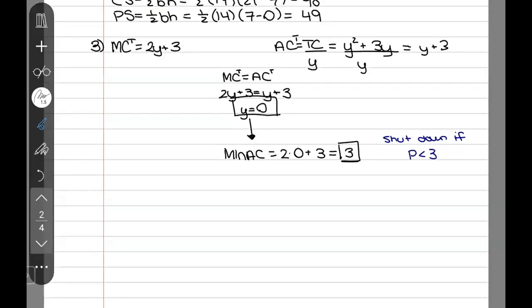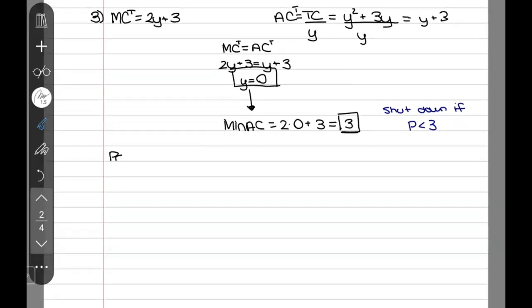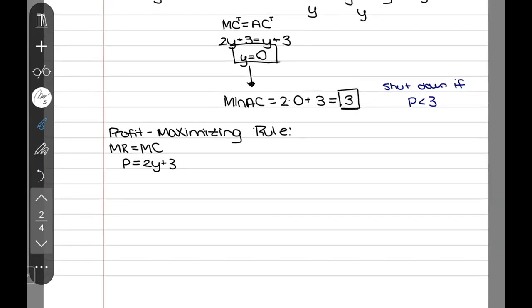So just like before, we then have the profit maximizing rule that we have to use to find the supply function. So that's again MR equals MC, and again it's perfect competition, so the marginal revenue is the same as the price. And marginal cost is now this one, 2y plus 3. And because we want the supply function, we want to solve for y. So we're going to get 2y equals p minus 3. And so y equals (p minus 3) over 2.